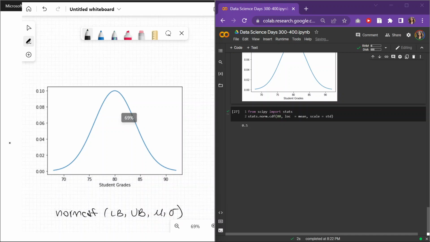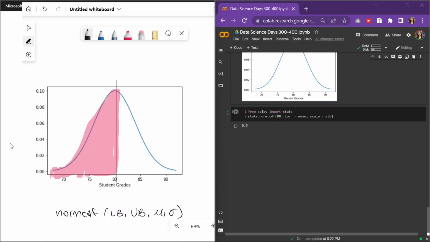All right, so if I want to say, what proportion of students scored less than an 80? So 80 is right here. We know that 80 is our mean. And so the area that we're trying to find is this here. That area represents the proportion of students who scored less than an 80.